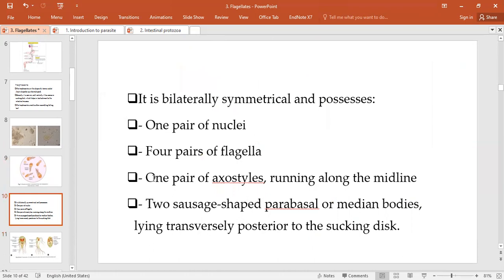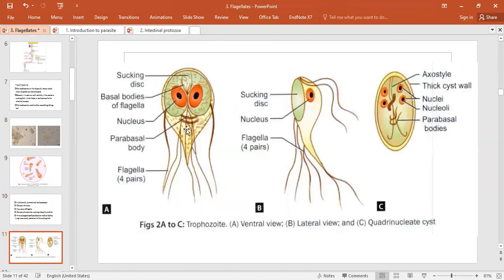It has one pair of nuclei, 4 pairs of flagella, 1 pair of exostyles, 2 sausage-shaped parabasal bodies. Here are the parabasal bodies. It has 1 pair of nuclei. Here are the red ones. They look like its eyes. 1 pair of nuclei, and the parabasal bodies look like mouth and nose, whatever you want to call it.